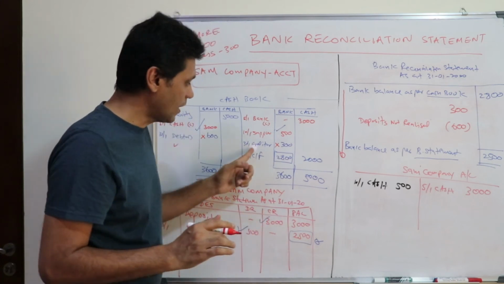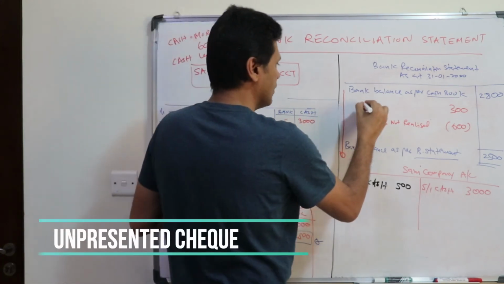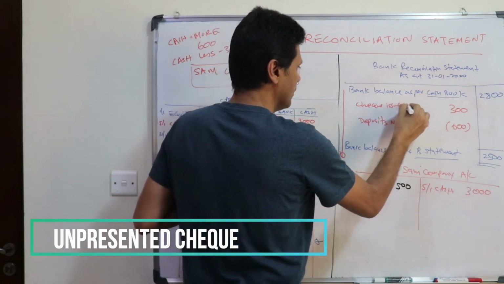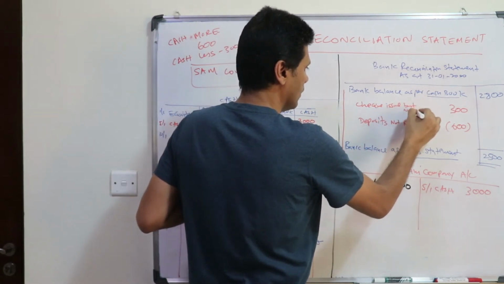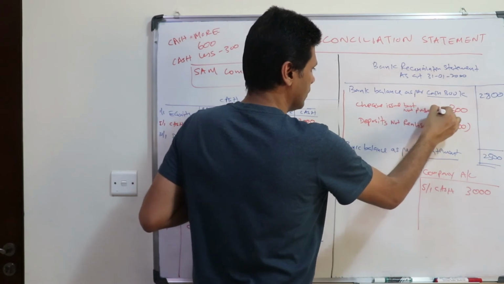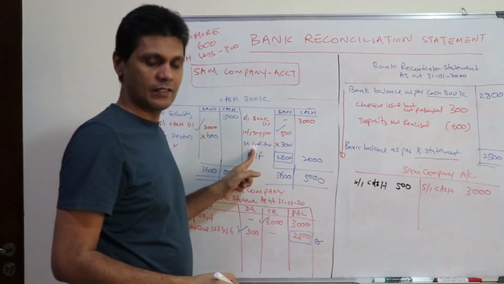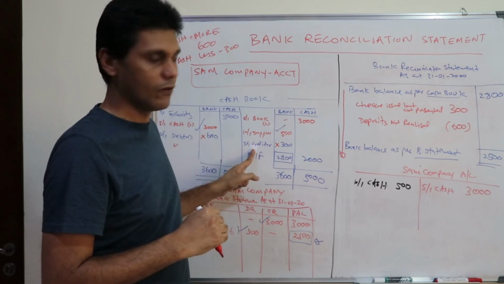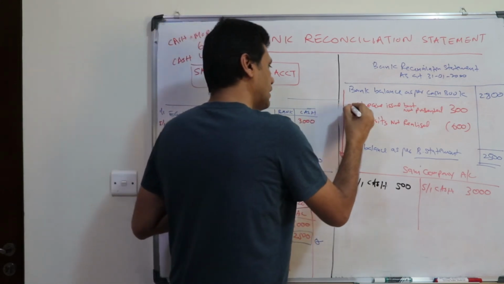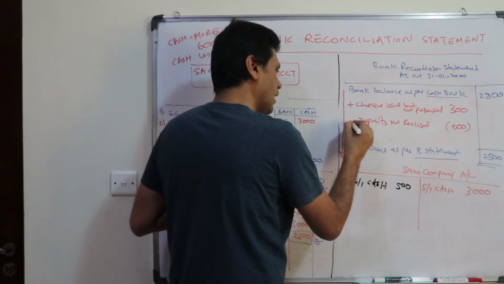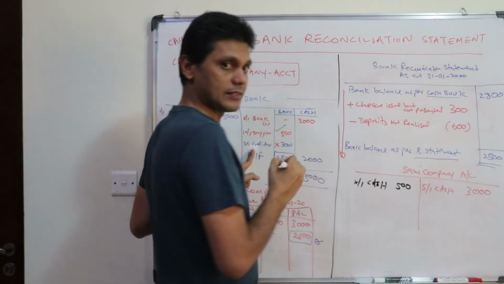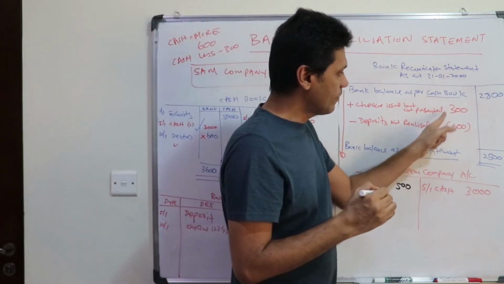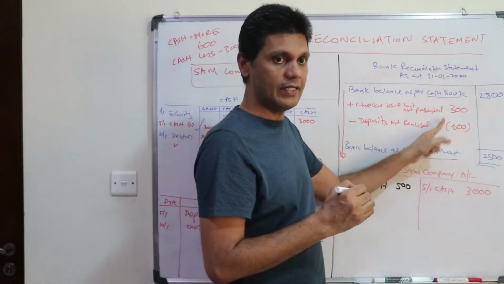So what is this transaction? Check issued but not presented, no? This is how you have to write. These are very important. The reconciliation has to be prepared in this way. Okay? So basically we are adding this and we are deducting this. So what is the difference here? Net difference.